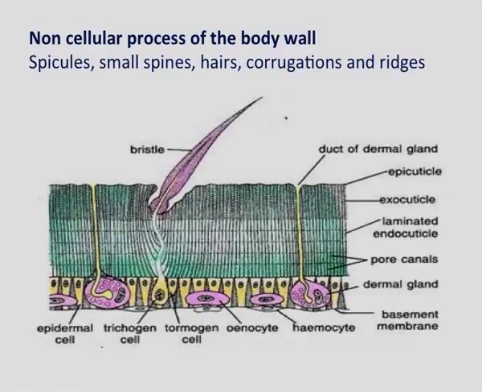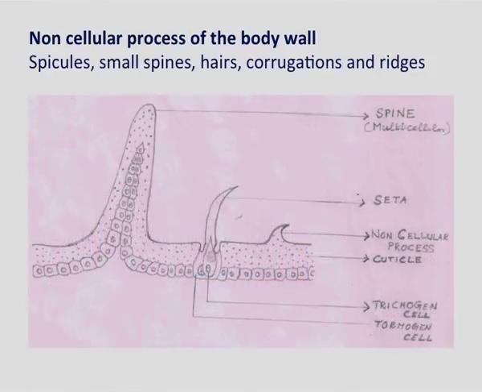The non-cellular projections of the body wall are cuticular structures. They are spicules, small spines, hairs, corrugations and ridges. They are unrelated to epidermal cells and may be cytoplasmic processes of epidermis. The next is cellular processes. They are also of two types, unicellular and multicellular.